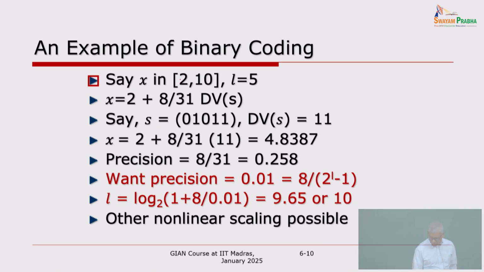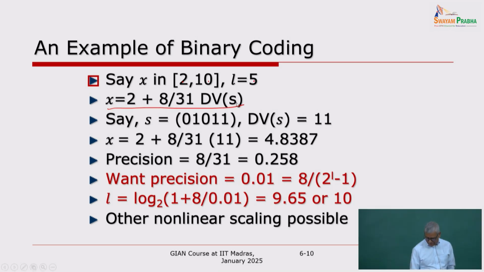If lower bound is 2, upper bound is 10, L equal to 5, then here is my mapping. And then if I take an arbitrary string, the decoded value is 11, 1 plus 2, 3, 3 plus 8, 11. So I put 11 here and I get the value which is 4.8387, right? So that's my x vector. Now I plug it into my formula for objective function and constraint. So this is how binary coded GAs work.